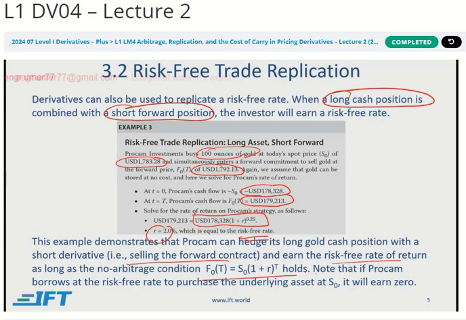Note that if they are borrowing at the risk-free rate and purchasing the asset today, it will earn 0, because naturally the rate that they will earn, they have to pay in interest to the bank that they have borrowed the funds from.